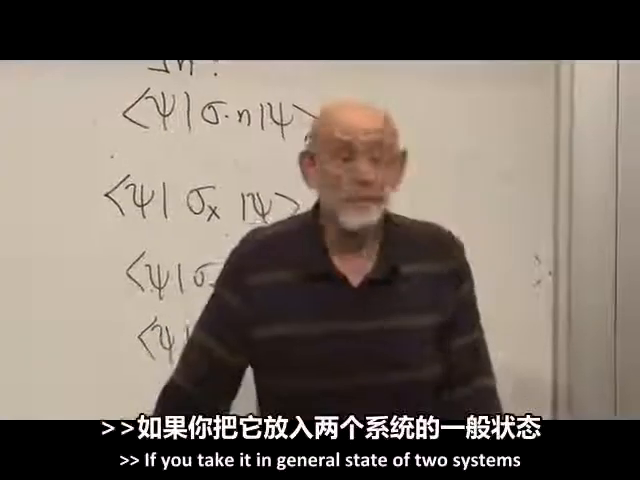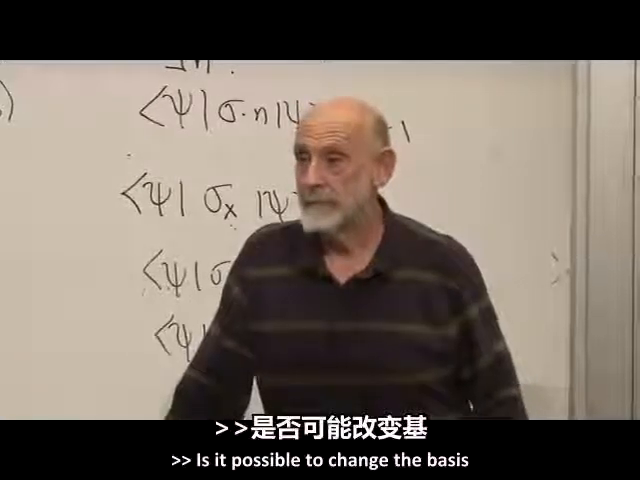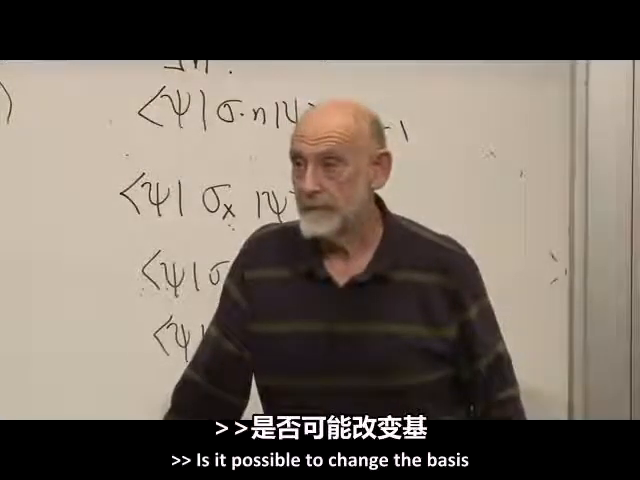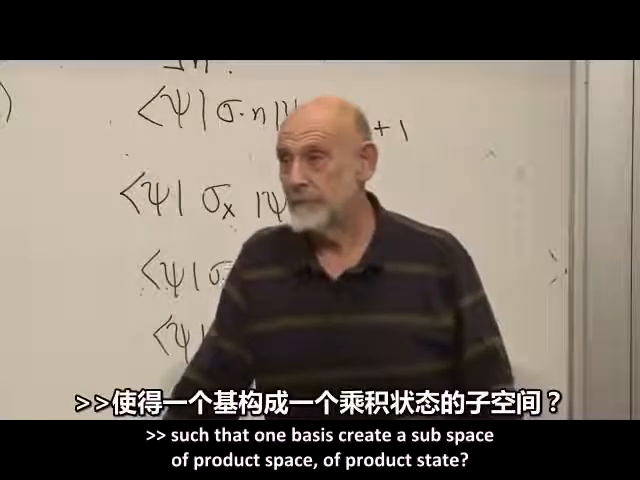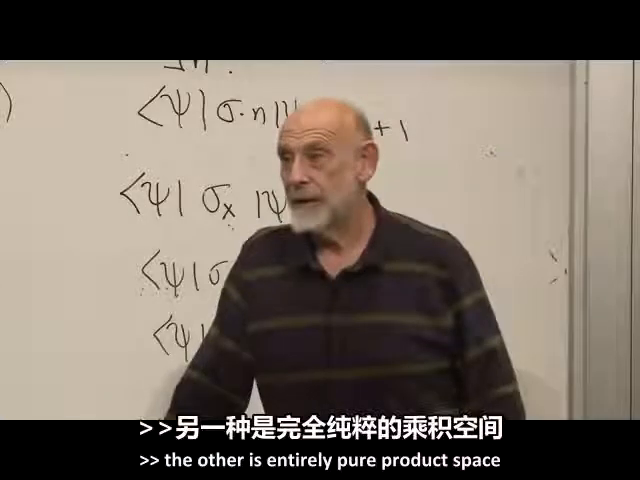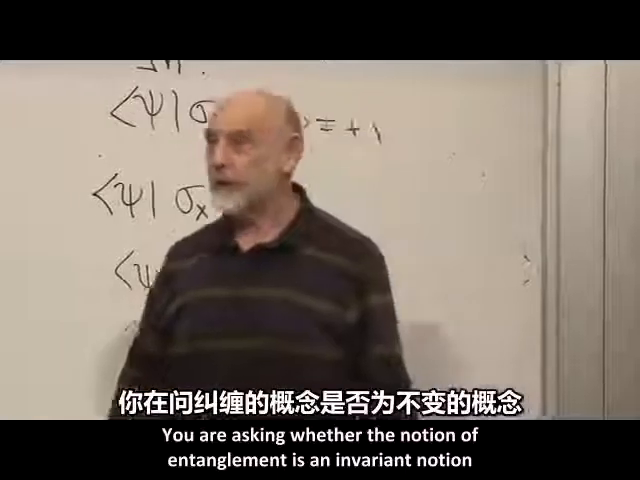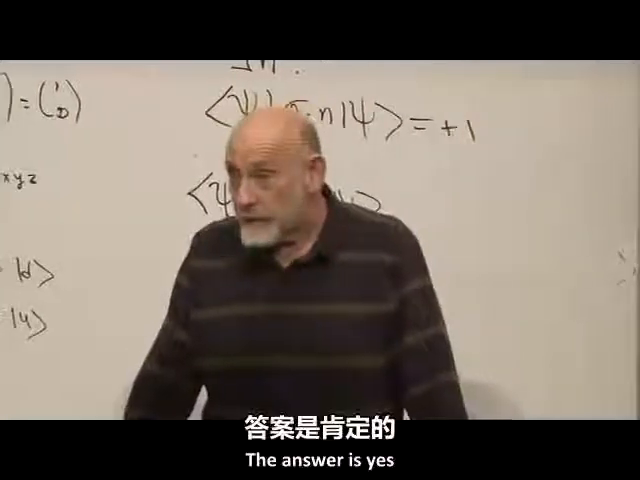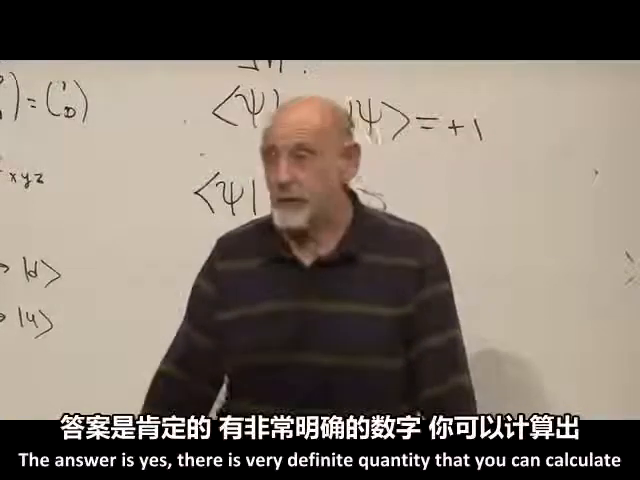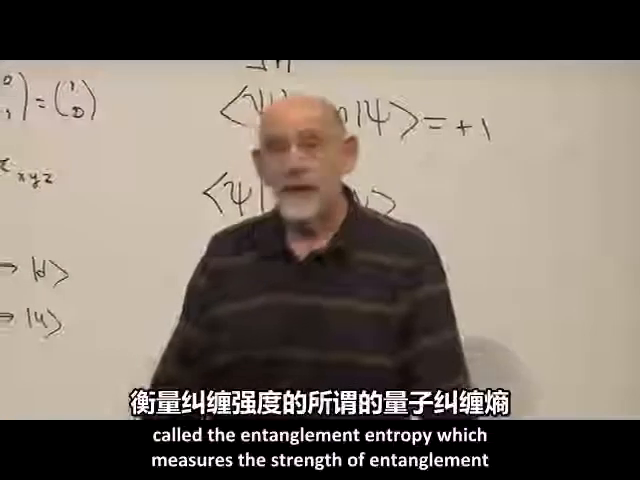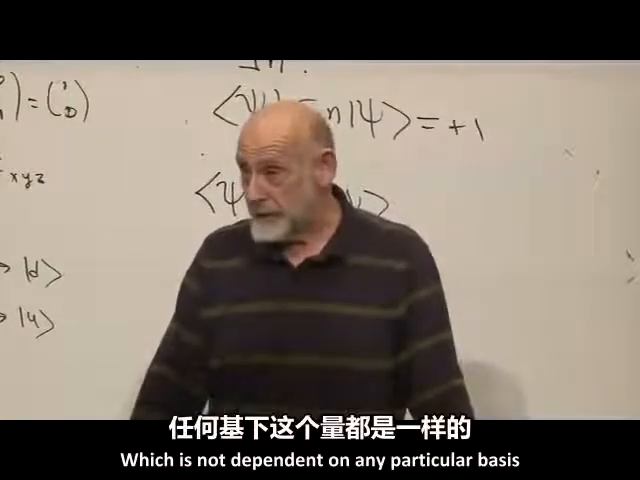If you take a general state of 2 systems, like we have, is it possible to change the basis such that one basis creates a subspace of product states, and the other is purely entangled states? You're asking whether the notion of entanglement is an invariant notion. The answer is yes. The answer is yes. There's a very definite quantity that you can calculate called the entanglement entropy, which measures the strength of entanglement, which is not dependent on any particular basis.